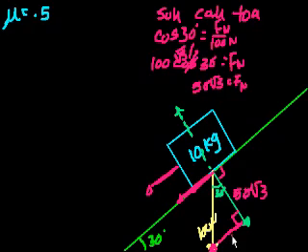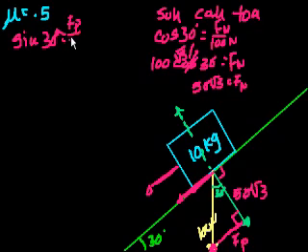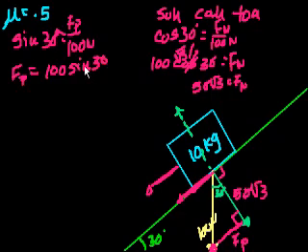So what is this? So this is the opposite side, and we have the hypotenuse, so we'll use sine. So sine of 30 degrees is equal to, we'll call this the parallel force, over the hypotenuse, which is 100 newtons. So the parallel force, just multiplying both sides by 100, is equal to 100 sine of 30. Sine of 30 is 1/2. 1/2 times 100. So the parallel force is 50 newtons.